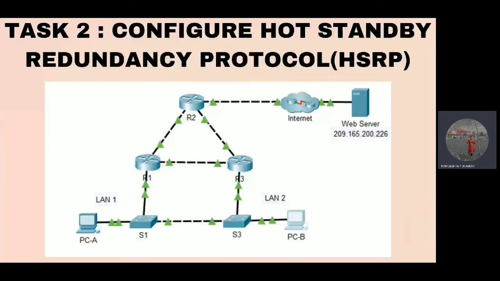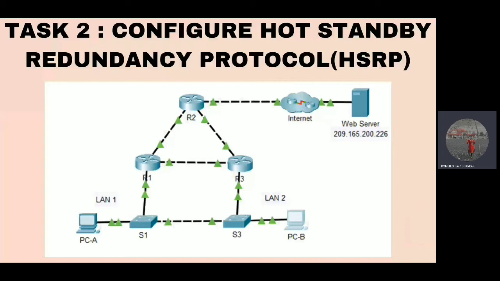Okay, the next step is task 2. Configure hot standby redundancy protocol HSRP. This is the topology of task 2. Part 1 is trace the path to the web server from PCA.